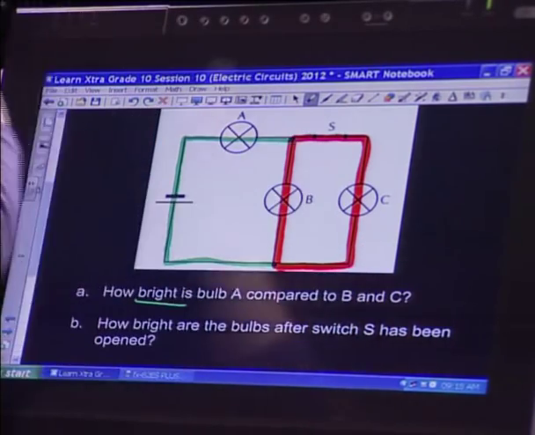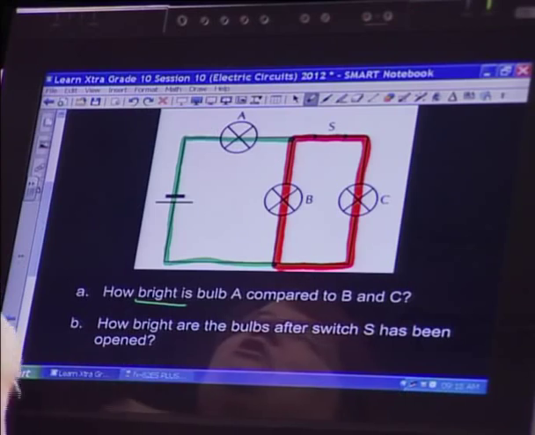Okay? They didn't ask you why, so let's add that in. Why? Okay, so how bright is bulb A compared to bulb B? Bulb A is brighter than bulb B and C. Why? Because bulb A gets more current. Bulb B and C only get half the current each. Guys, okay with that? Good.